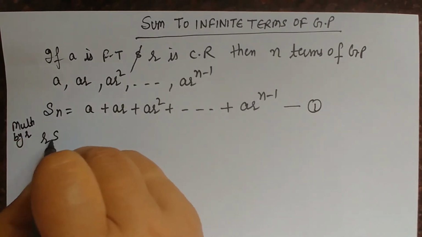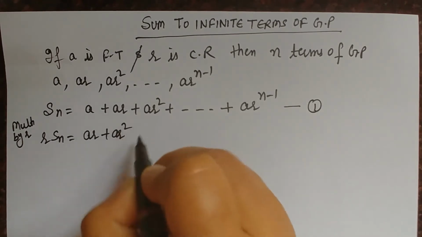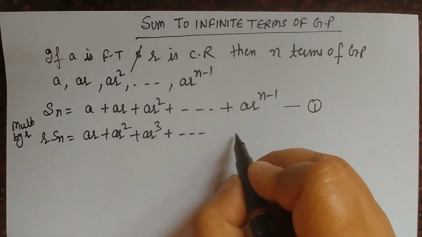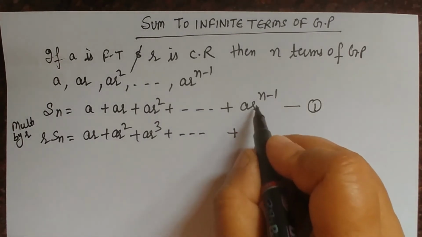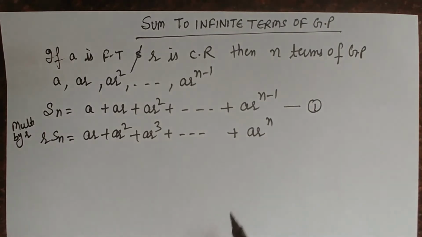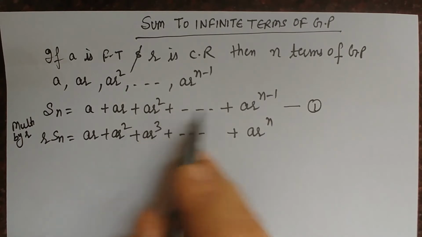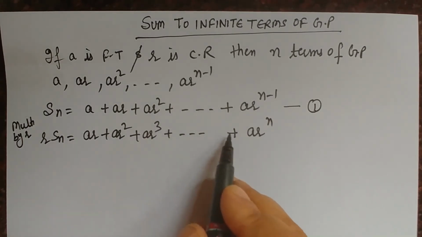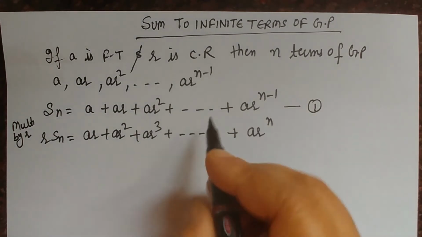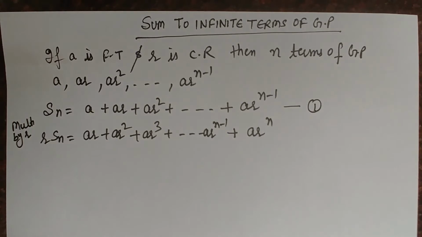So it becomes r times Sn is equal to ar plus ar square plus ar cube plus so on. And because you are multiplying with r, here you will get ar raised to power n. So I need to write one previous term, the previous term being ar square, ar. So here ar raised to n minus 1 will be the second last term of it.